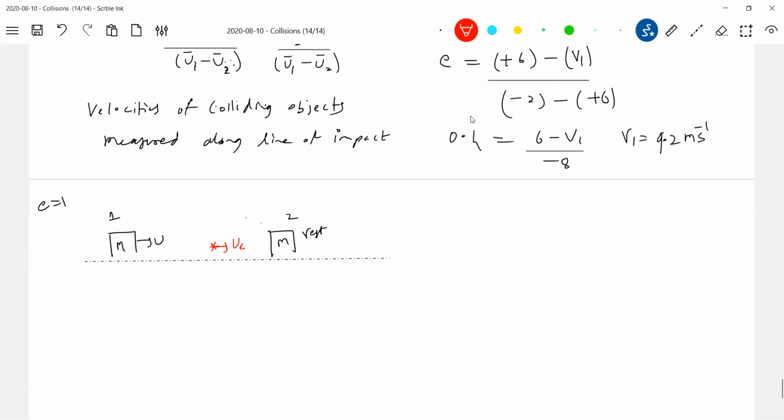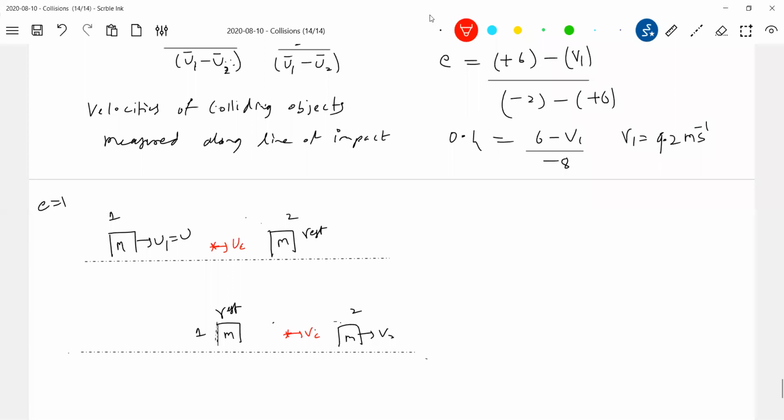And we know after collision what will happen: the first body will come to rest and the second body starts moving with a velocity. The first body will come to rest, and the second body will move with the initial velocity of the first body. Let's check this.